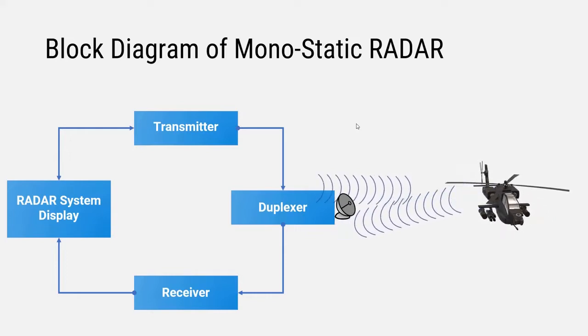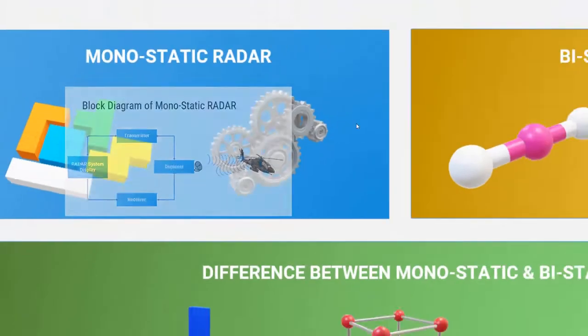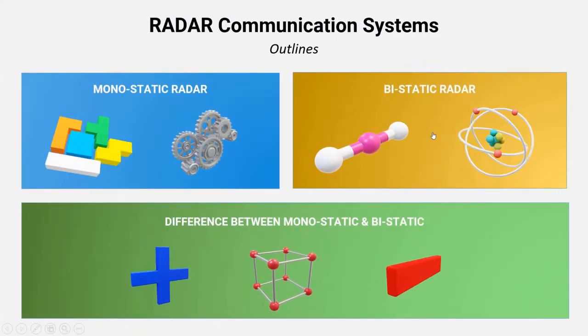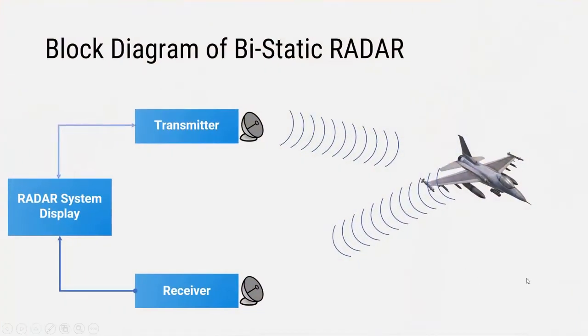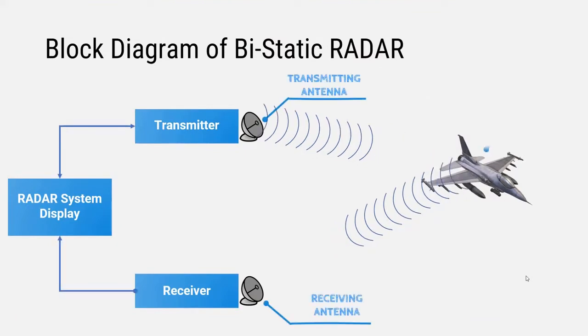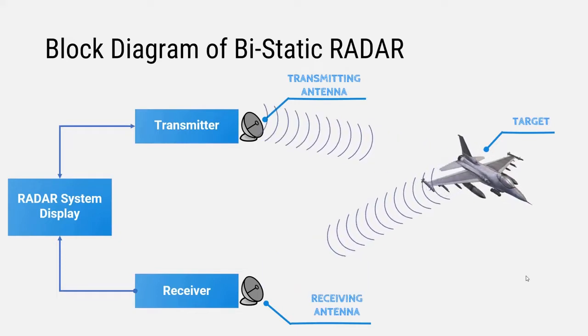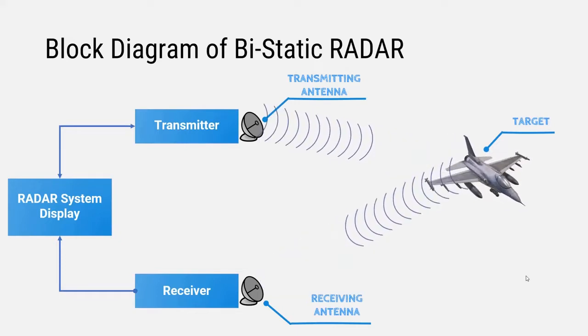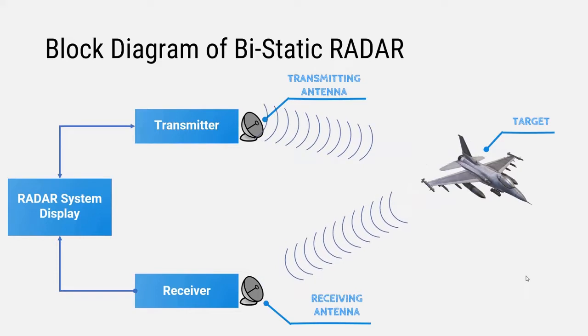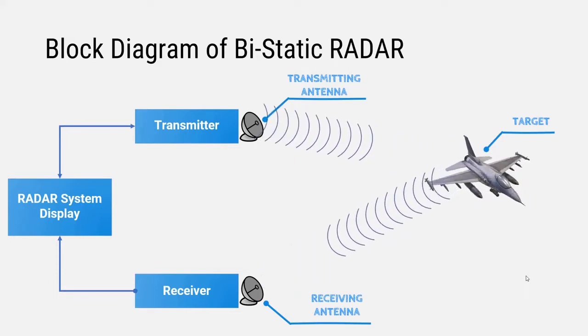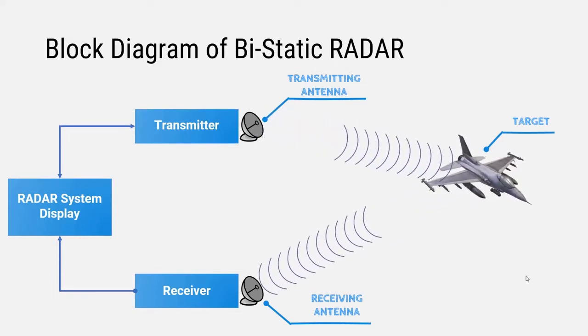We'll move on to the bistatic radar system. So as you can see, this is the basic block diagram of bistatic radar system. As the name suggests, this bistatic radar system is going to contain two separate subsystems for transmitter and receiver, and they are going to have their own antenna for transmitting and receiving the signals.